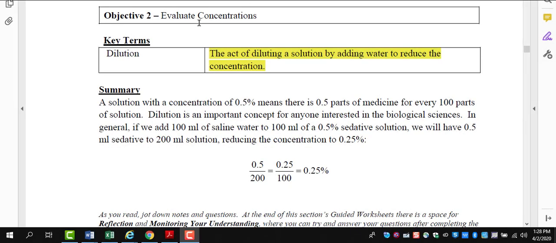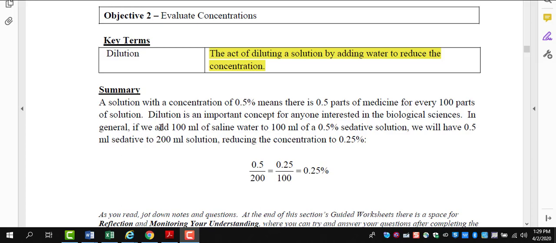Okay, so here we're going to evaluate concentrations, and basically we'll be diluting concentrations. Diluting is the act of adding water to a solution to reduce the concentration. Here's just a summary example. A solution with a concentration of 0.5% means there are 0.5 parts of medicine for every 100 parts of the solution. Dilution is an important concept for anybody interested in biological sciences.